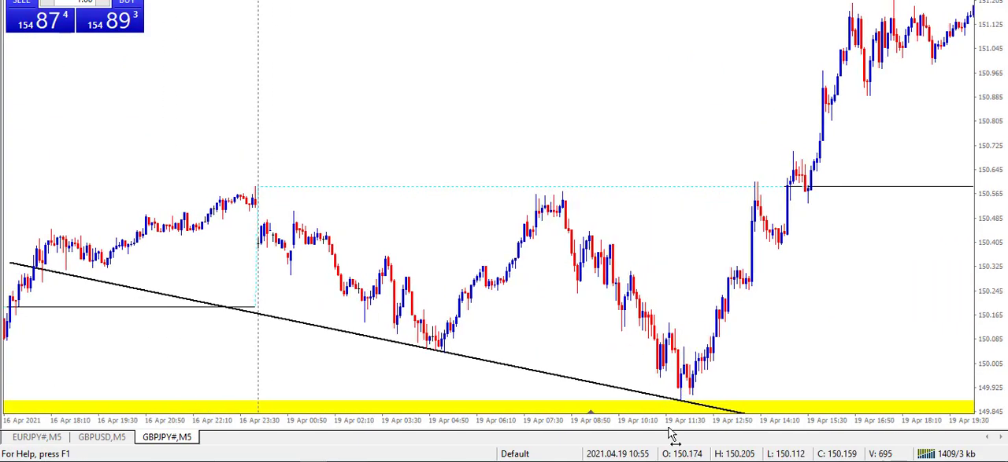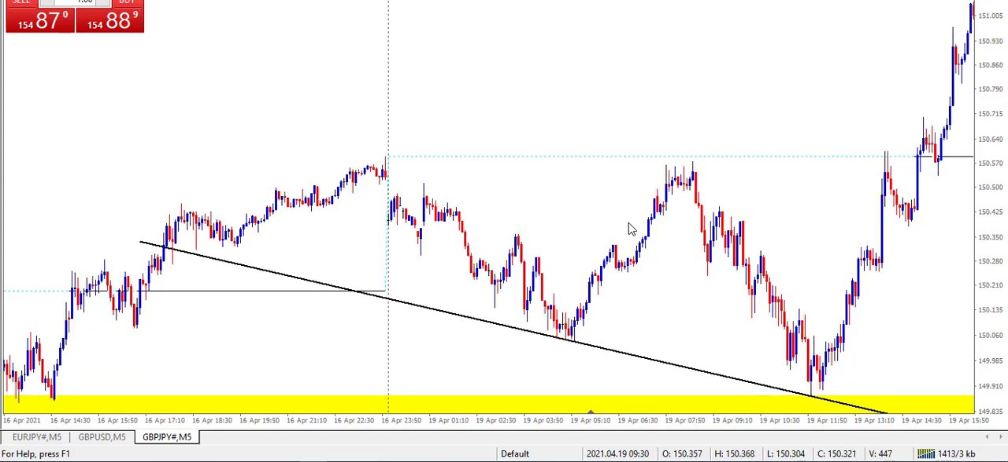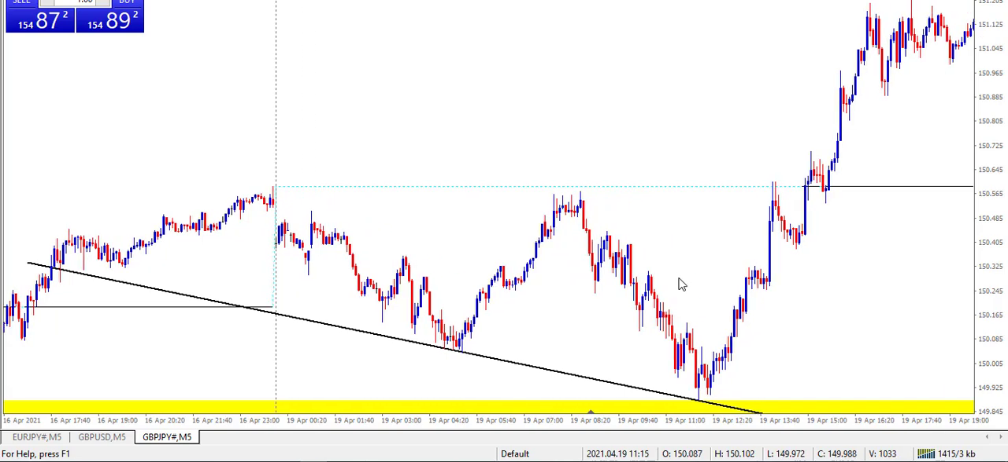You go down to your M5. This is your M5. As you can see here on your M5, price was moving down like this and retested your order block. Where is the brico? You can clearly see that price has been having a hard time breaking this as price was moving down this road.